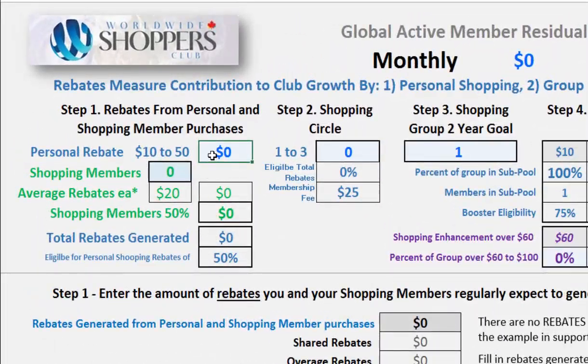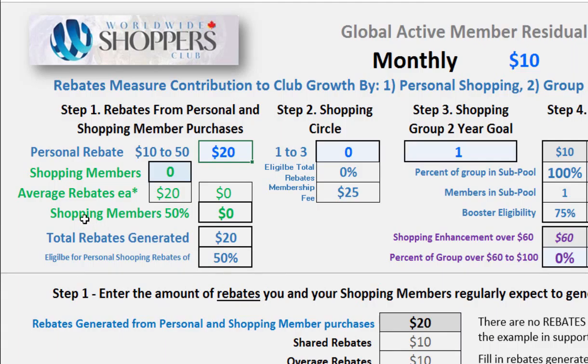Well, I'm going to say that you're just going to do $20, and I'm doing that for a purpose, and you don't have any shopping members yet. The reason I did that is you can see up here that you're getting $10, because this tells you that you're always going to get 50% of your own personal rebates. Now, as a global member, it's 50% of your own personal rebates until your shopping member rebates are higher. You're going to get the higher of the two.